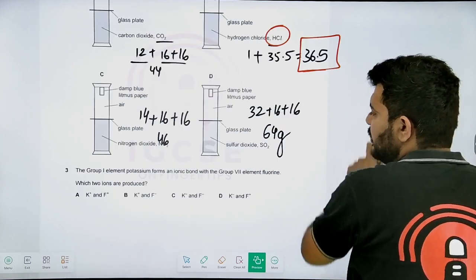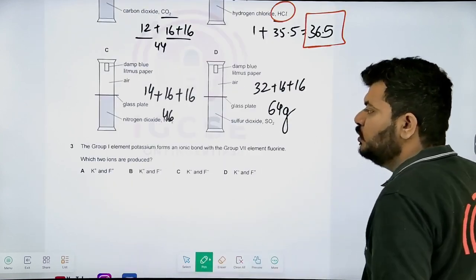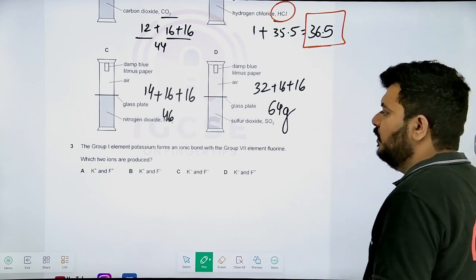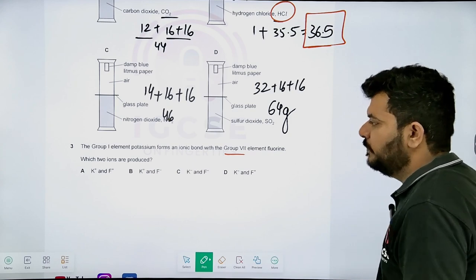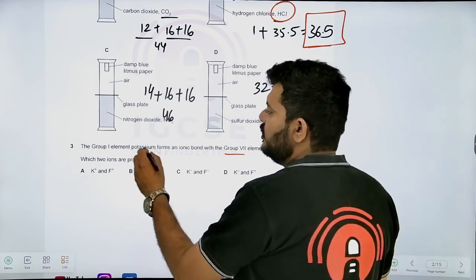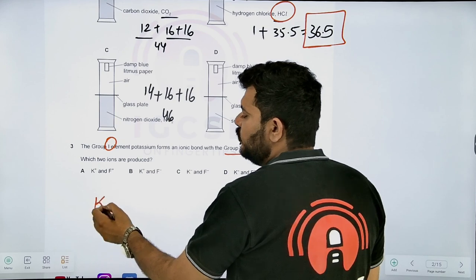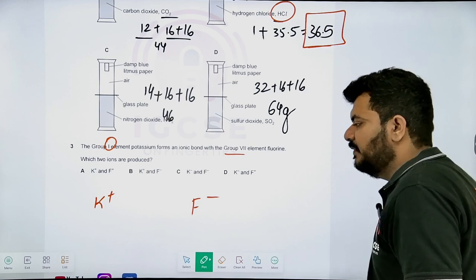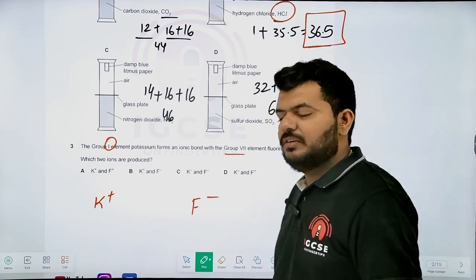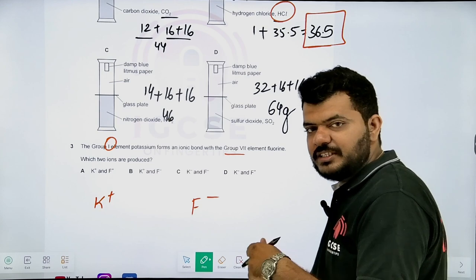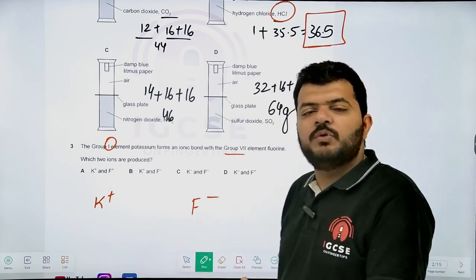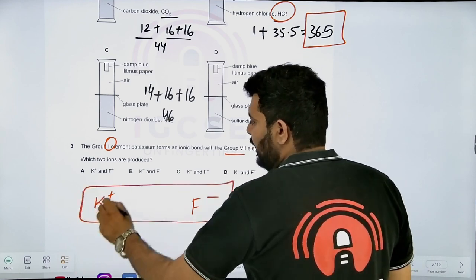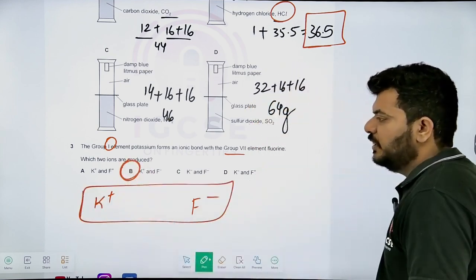Then let's look at the next question. We have group 1 element potassium forms an ionic bond with group 7 element fluorine. Which two ions are produced? So if they say group 1, then K should form a positive ion K plus, and group 7 fluorine should form a negative ion F minus, because both of them have 1 as their valency. But potassium wants to lose that electron, fluorine wants to gain that electron. So this is what it should look like, and I think B option agrees with us here, right?